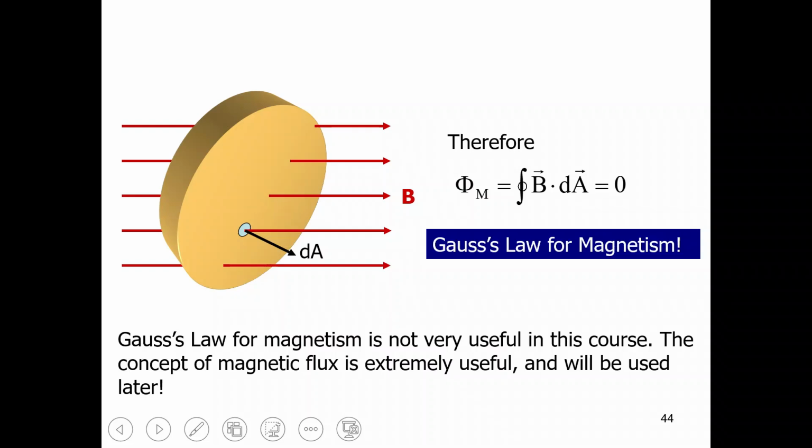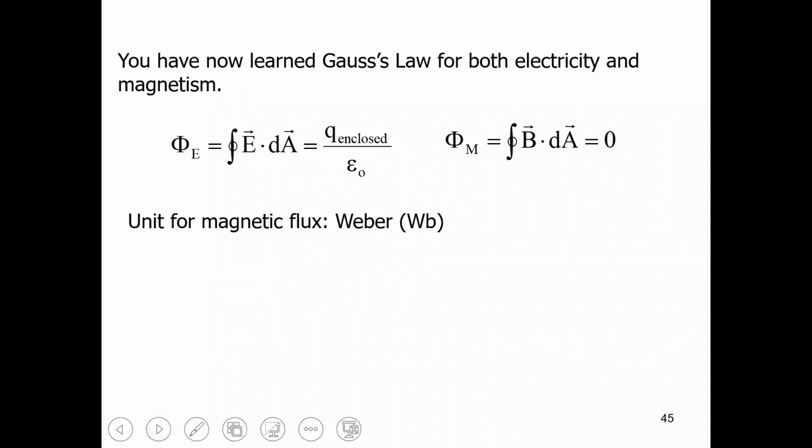So we're going to table our concept of magnetic flux, save it for later when we start looking at electromagnetic induction, which relates to changing flux. So what we now have is these two equations. We have our electric flux is E dot dA. It's equal to Q enclosed over epsilon naught. We have our magnetic flux is the integral of B dot dA and that always adds up to 0. The unit for magnetic flux is the Weber, which is the WB, capital W, lowercase b.